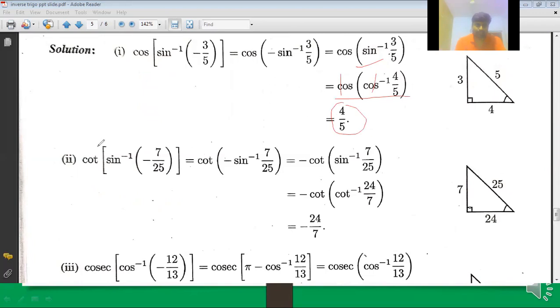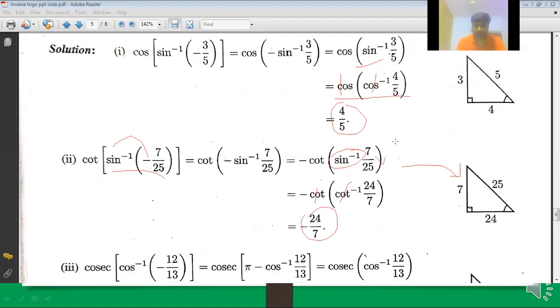Clear? Now sine inverse of minus 7 by 25. Right. So minus sine inverse of minus 1, again minus we can take out. So minus outside. So here minus cot of sine inverse of 7 by 25. So sine inverse we should write as cot inverse, again by making a triangle. It's very easy. So cot inverse, cot cancel, minus 24 by 7 is the answer. So it's very easy. Clear?